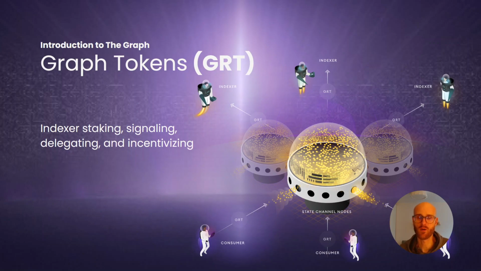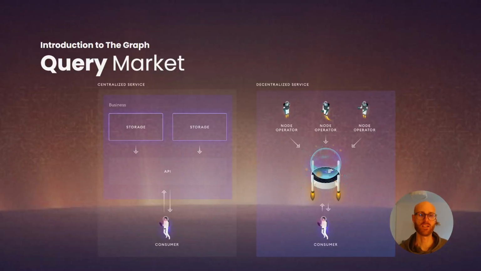And GRT tokens also function as an incentive mechanism, meaning graph tokens can also be used to provide incentives for certain desired behaviors of the participants in the entire network. For example, the Graph Foundation is giving out grants to developers, to different projects, if they contribute to the Graph network. So let's have a look at the query market.